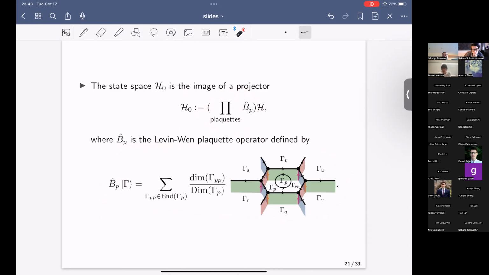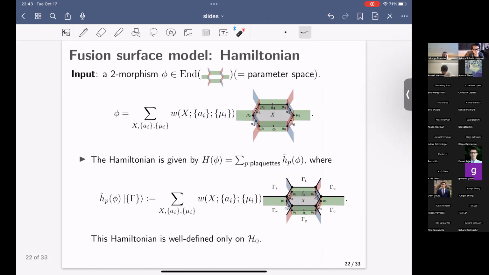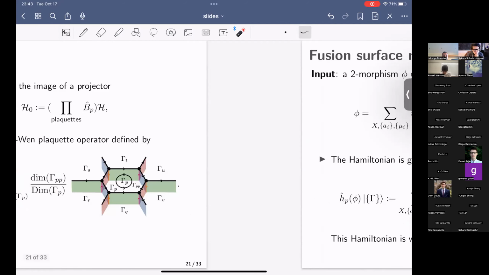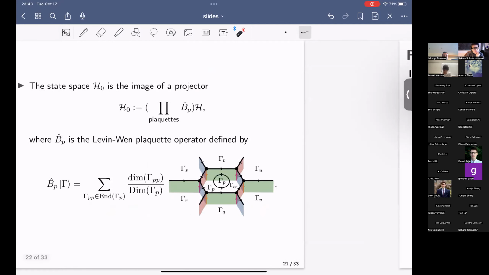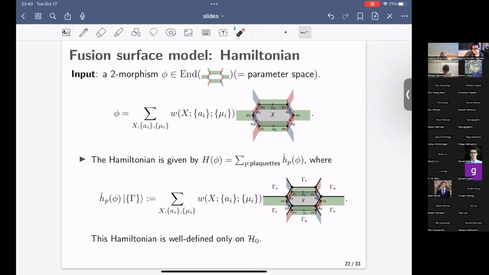There are several reasons why we should use this state space H0 rather than the original vector space H. The main reason is that the Hamiltonian that we will define in the next slide is not well defined on the entire state space, but well defined only on this projected state space H0. I will say a few more words about this in the next slide. So this is the state space, and in order to define the Hamiltonian, we also choose another input data, which is a two-morphism phi.